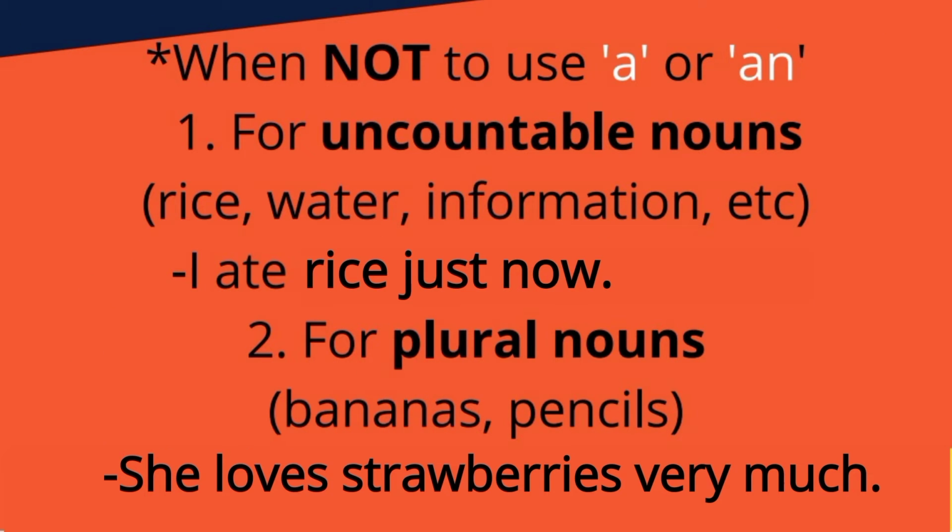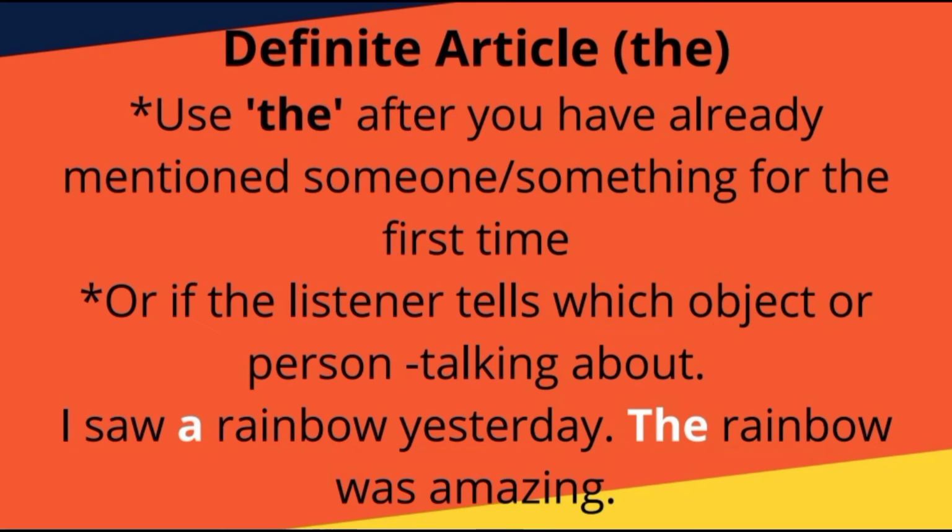When not to use a or an. First, for uncountable nouns like rice, water, information, and so on. For example here, I ate rice just now. For plural nouns, also, we are not using a or an. For example, she loves strawberries very much.